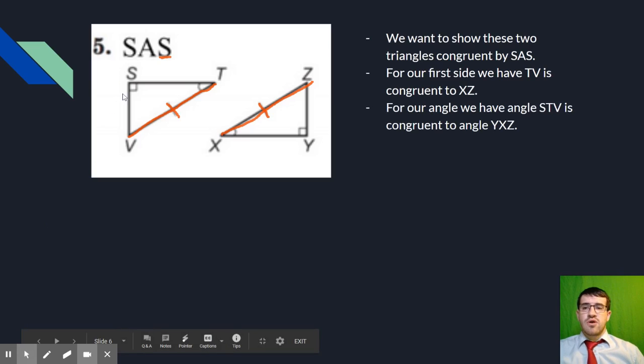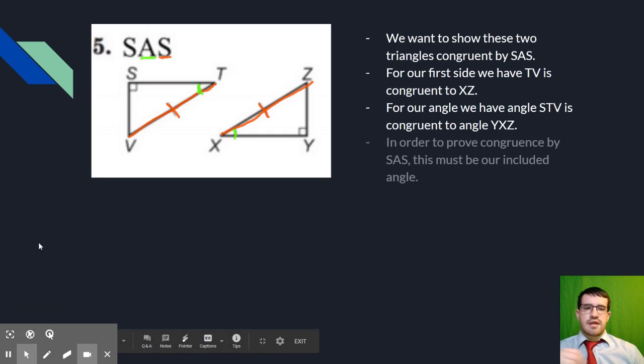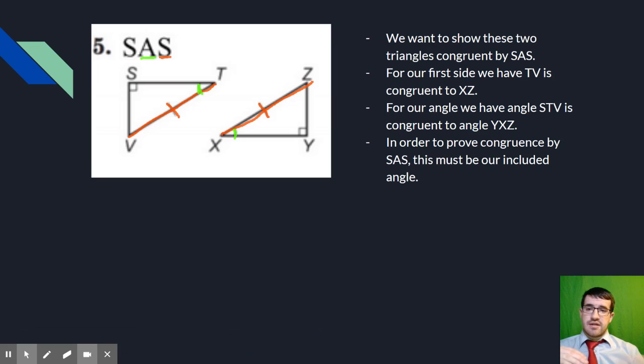For our angle, we have angle STV is congruent to angle YXZ. And we'll mark that with one arc. And that will be our angle. And then remember, in order to prove congruence by SAS, this must be our included side. So if we were to say segment SV is congruent to segment ZY, we would have angle, side, side, and we cannot do that in geometry. No matter how much we want to, we're not allowed to do it.